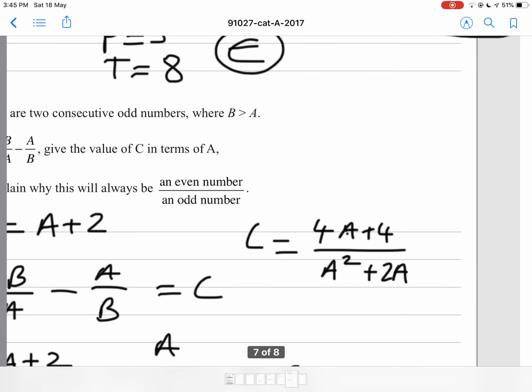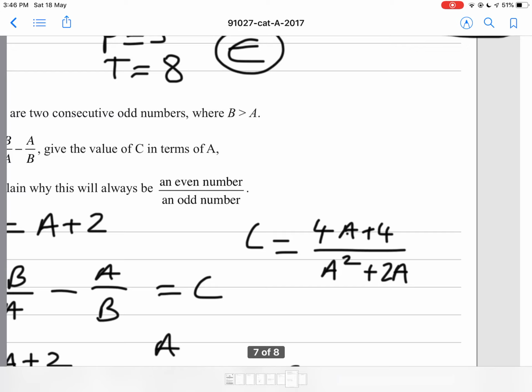As you can see, the numerator will always be even. An even number times any number is always even, and 4 is an even number. So an even number plus an even number will be an even number. Therefore the top will always be even, and the bottom will always be odd.